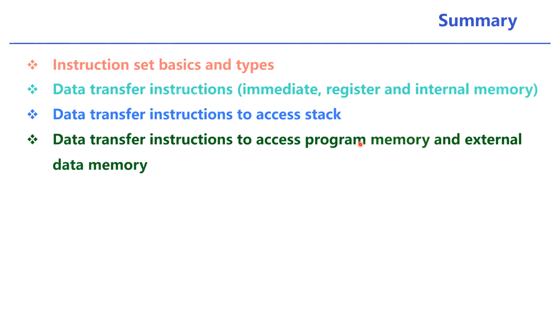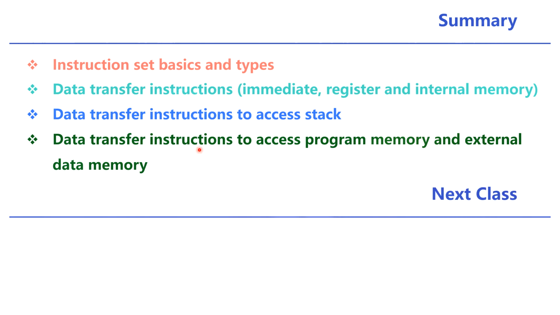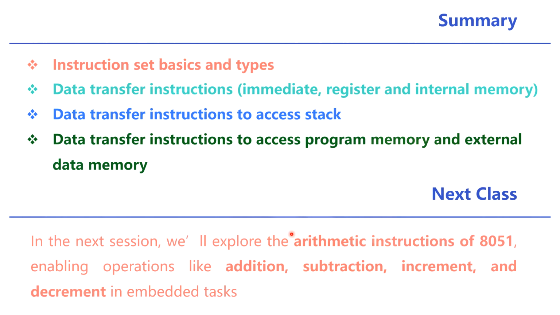Now we come to the summary part. You see here the instruction set basics and types. Data transfer instructions: immediate, register and internal memory. Data transfer instructions to access the stack. Data transfer instructions to access program memory and external data memory, right? In the next class we will explore the arithmetic instructions of 8051, enabling operations like addition, subtraction, increment, and decrement in embedded tasks, right?